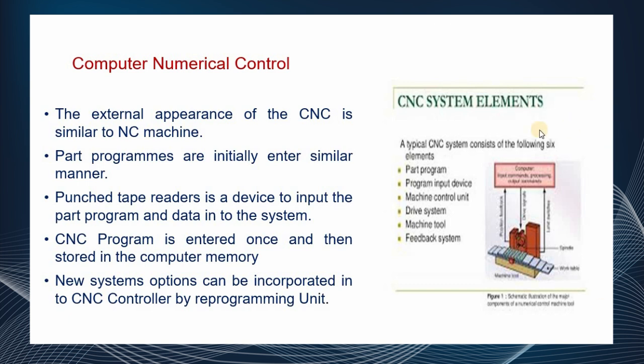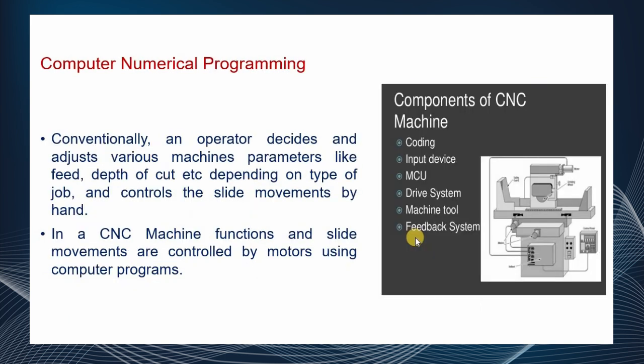The figure shows the various CNC system elements, which consist of the part program, program input device, machine control unit, drive system, machine tool, and feedback system. Conventionally, an operator adjusts various machine parameters like feed and depth of cut depending on the type of job, and controls the slide movements manually. But in CNC machines, the slide movements are controlled by motors using a computer program.